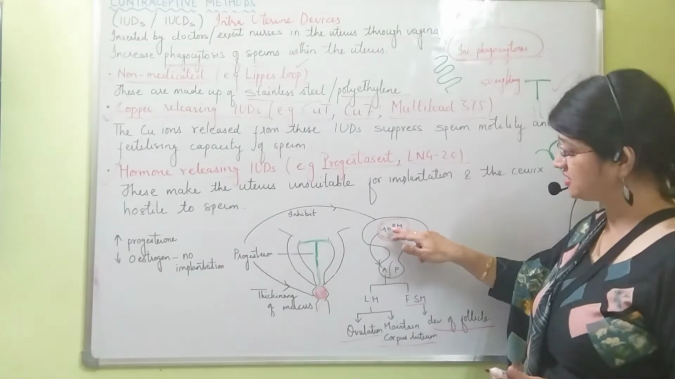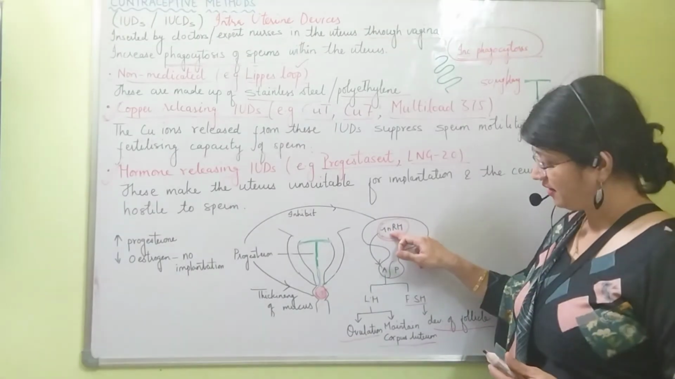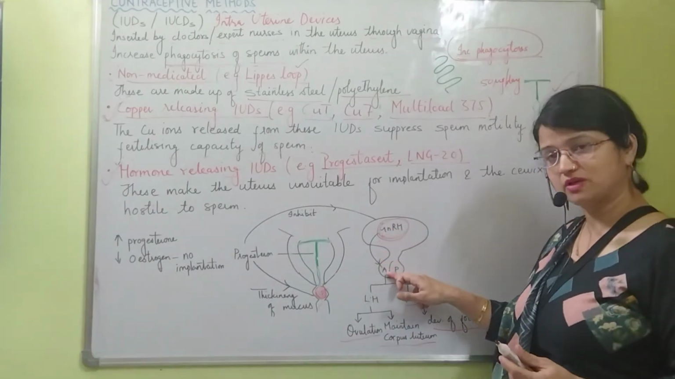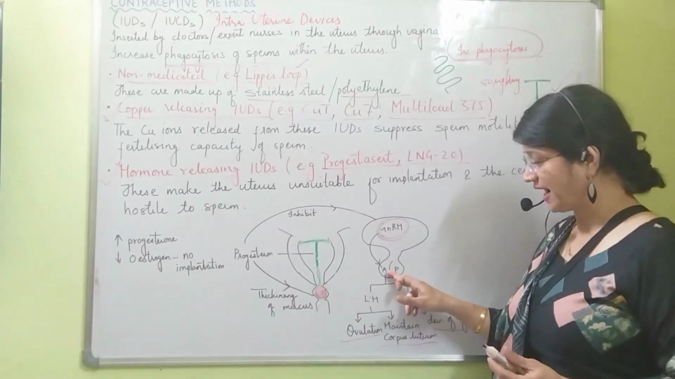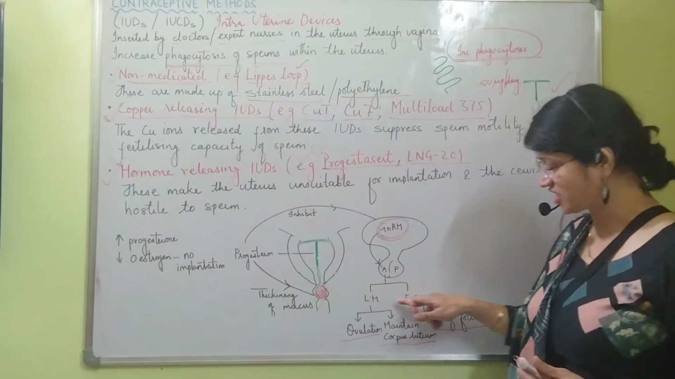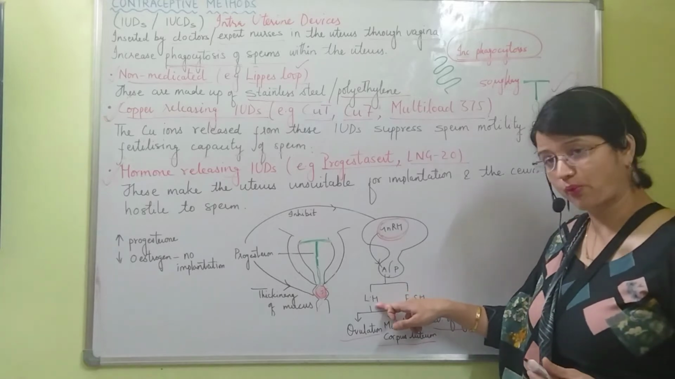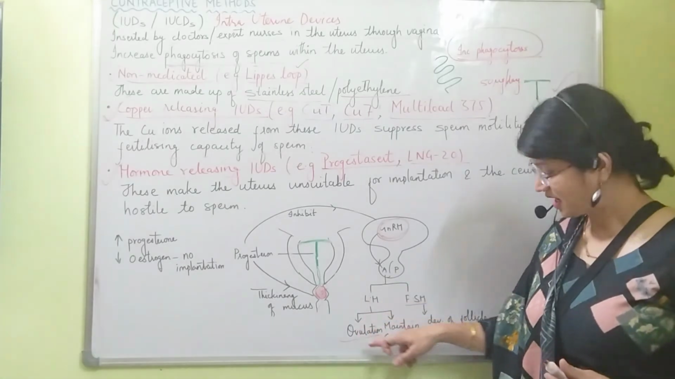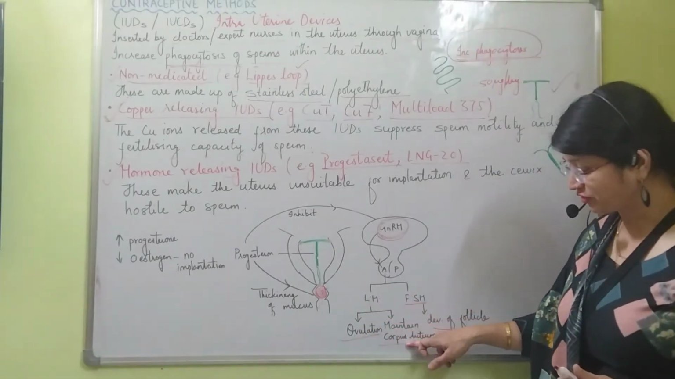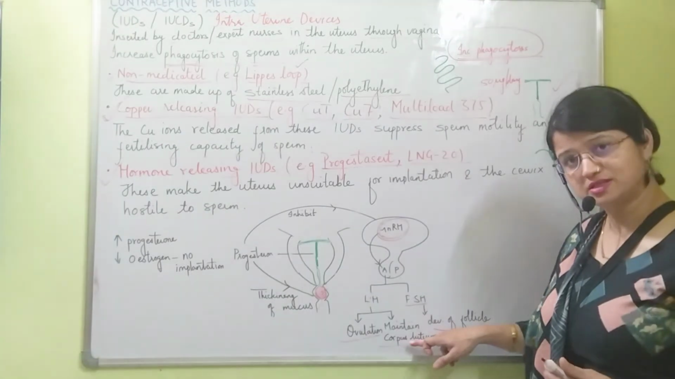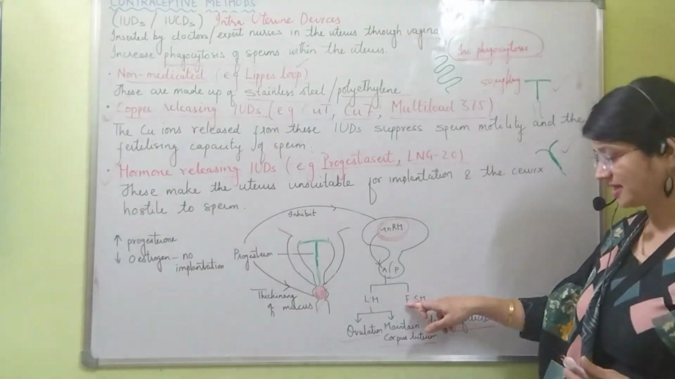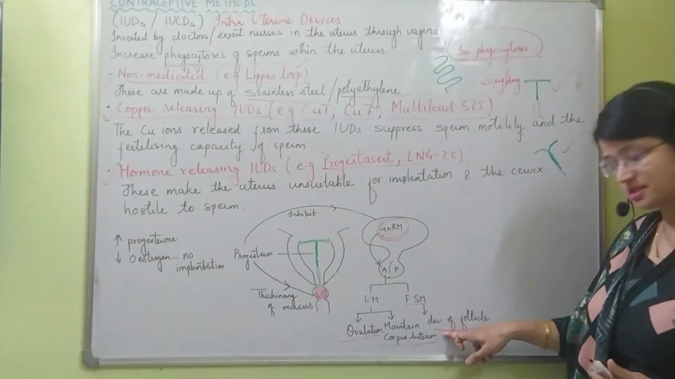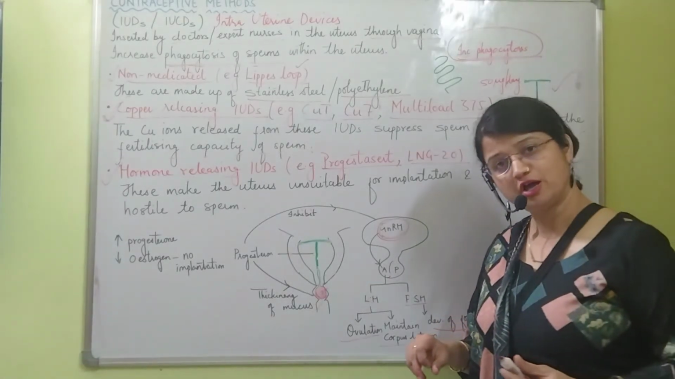We all know that in the normal case, GnRH will stimulate the anterior pituitary. The anterior pituitary will secrete LH and FSH. LH is required for ovulation and also for the maintenance of the corpus luteum. FSH, that is follicle stimulating hormone, is required for the development of the follicle.